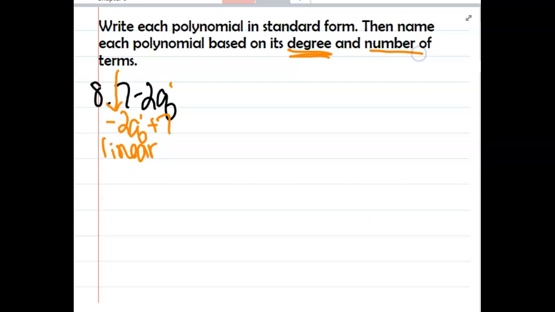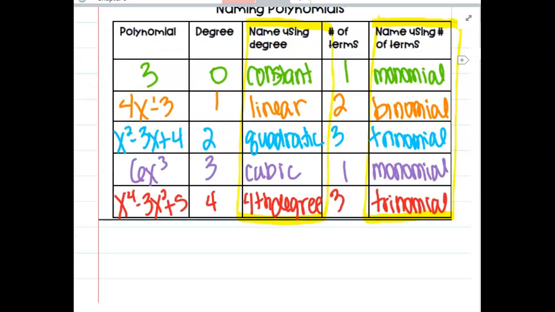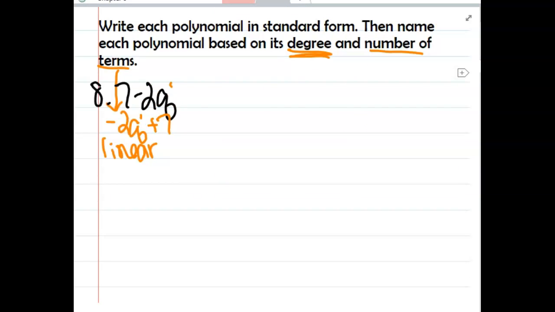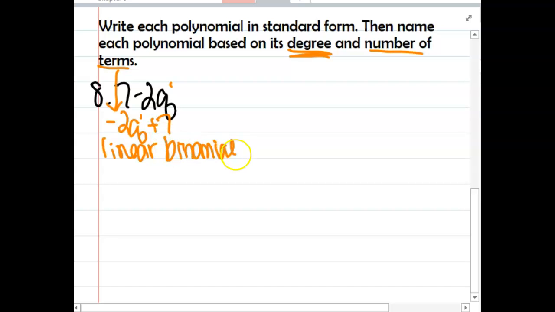Then you're going to name it based on its number of terms. How many terms do I have? 2. Negative 2q plus 7. So you're going to go back to your table. Number of terms, 2 is a binomial. So this is a linear binomial.